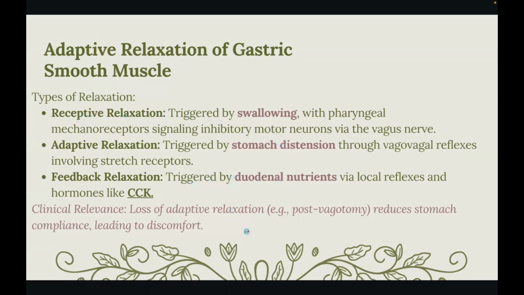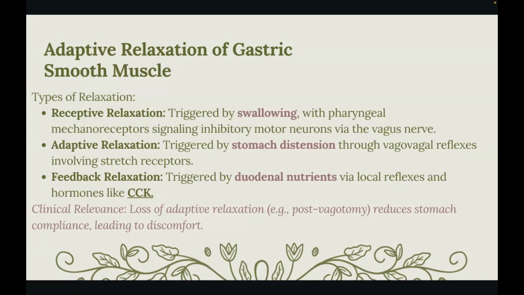Now, let's say in a clinically relevant situation, we cut off the vagus nerve, or for whatever reason the vagus nerve is not working, due to head trauma or something. The adaptive relaxation, for example, is going to be affected, because the stomach won't be able to distend. The vasovagal reflex is not working, so the brain is not registering the fact that there's food in you, and it wouldn't be able to distend the stomach.